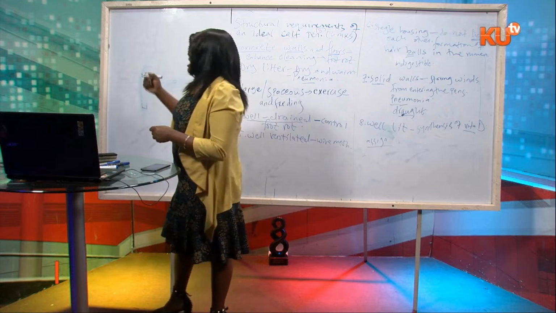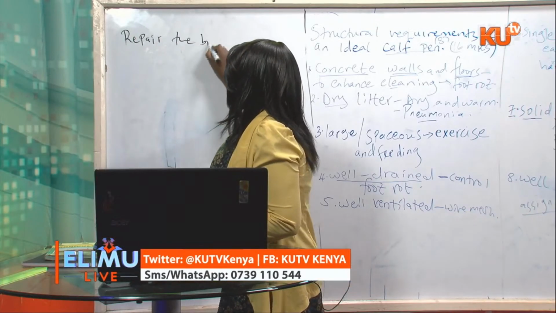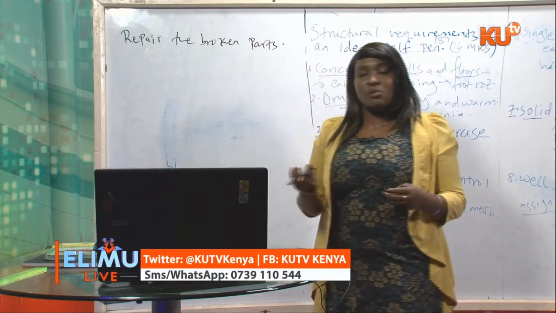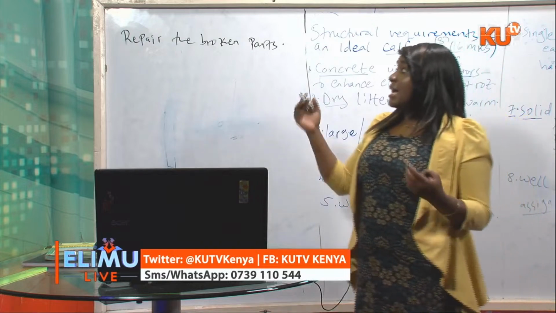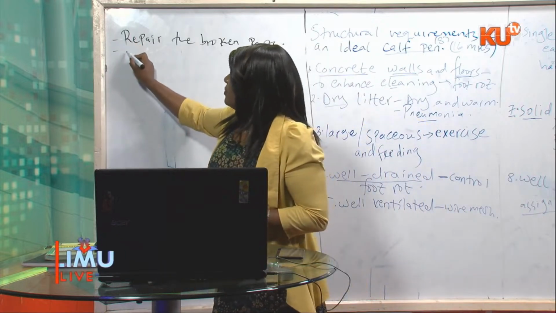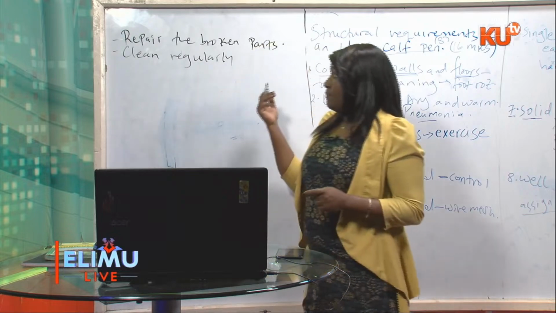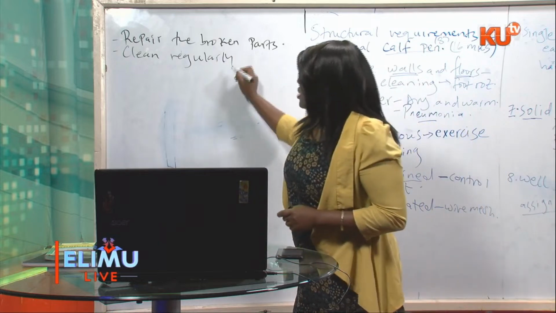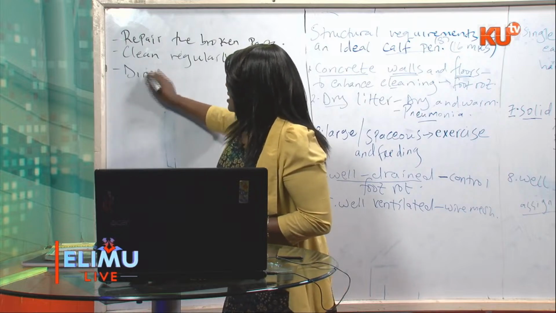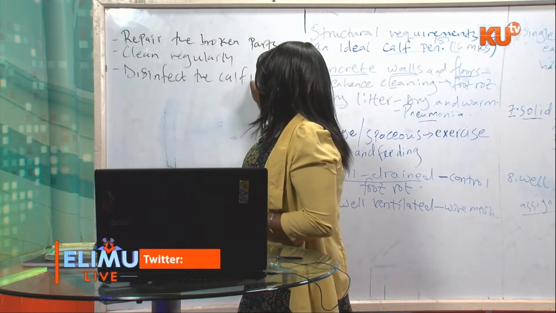Maintaining calf pens generally means you repair. The first thing is, of course, you repair the broken parts. You find that some animals sometimes get aggressive and they break some parts of the calf pen. You need to repair them. You need to clean the calf pen regularly. You need to disinfect. Cleaning is very different from disinfecting. Disinfect the calf pens.